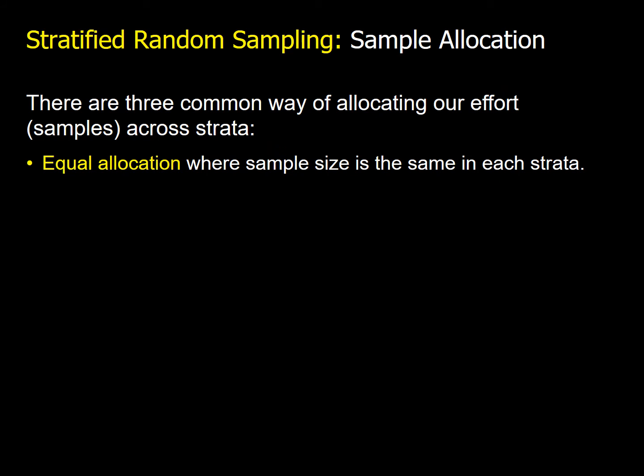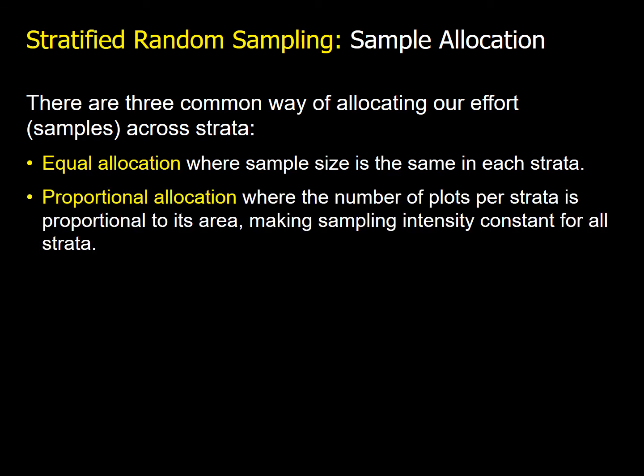There are three sample allocation approaches we will look at. The first approach is equal allocation, where the sample size is set equally for each strata. The calculation for this process is fairly simple, where we say that the number of samples in each strata is equal to the total number of available samples divided by the number of strata. The second approach to sample allocation is proportional allocation, when the number of plots per strata is proportional to the area of the strata. This process makes the sampling intensity equal for all strata, meaning that we sample the same proportion of area in each strata.